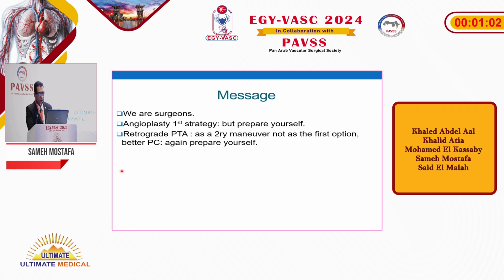Retrograde PTA, we use it and recommend it as a secondary maneuver when you fail to pass from above, but not as a first choice, because it has a higher reintervention rate. So prepare yourself, when you use it, for a higher reocclusion rate and higher reintervention. When you have a young fit patient, surgery will be the first choice because it is durable.